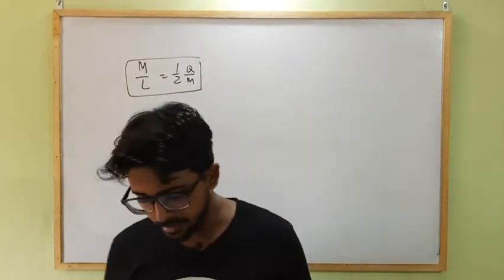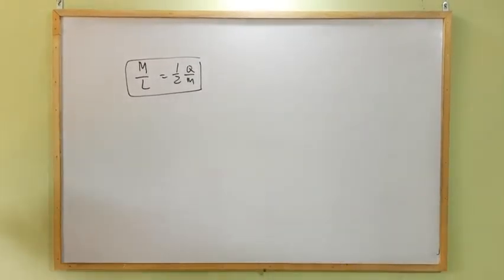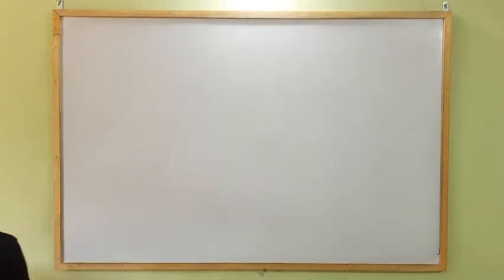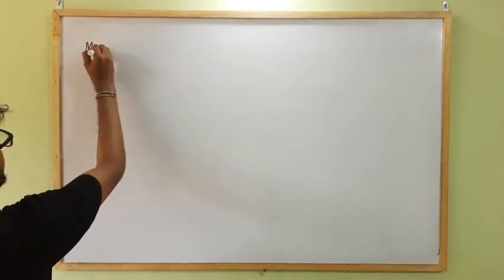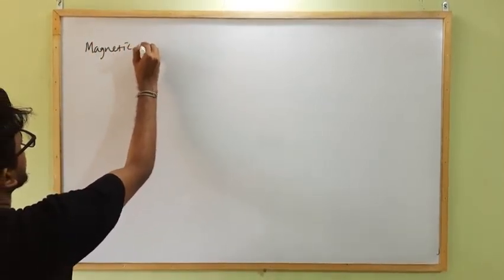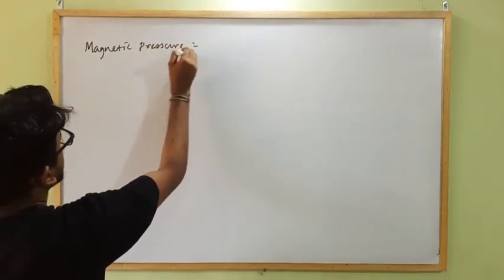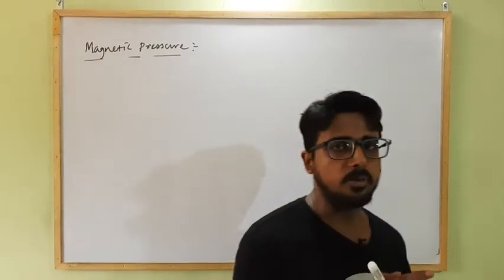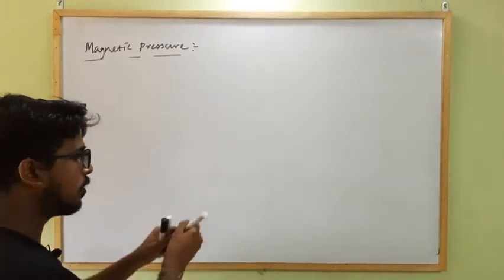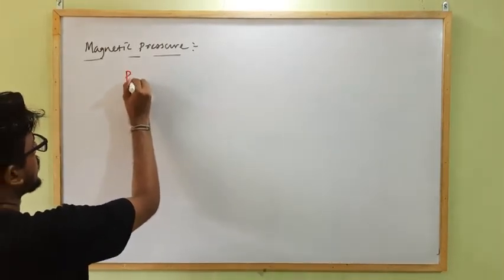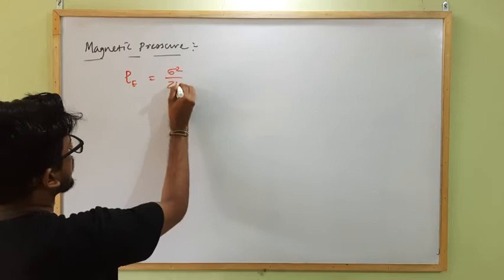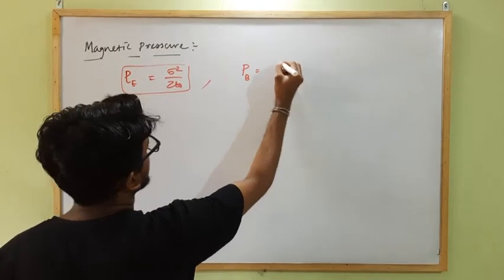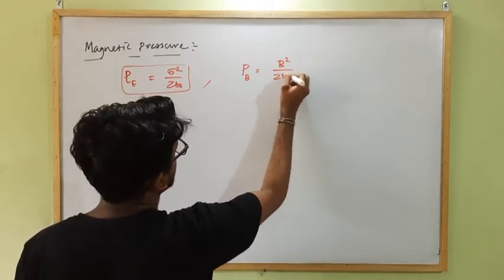Clear? So now let's discuss another important concept and the last concept of this chapter, magnetic effects of electric current, that is magnetic pressure. So what is magnetic pressure? As you already know, in the electrostatics chapter there is also electrostatic pressure, given as P due to electrostatic equals sigma square by 2 epsilon naught. So here the magnetic pressure due to magnetic field will be B square by 2 mu naught.